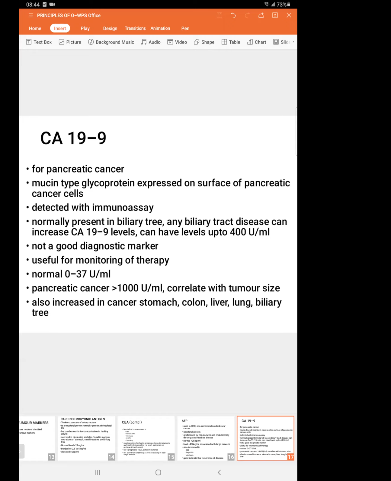So it is not a very good diagnostic marker, but it is useful for monitoring of therapy. In pancreatic cancers, usually in significantly large cancers, it can be more than 1000 units per ml. It is also seen to be increased in carcinoma of the stomach, colon, liver, lung, and biliary tree.